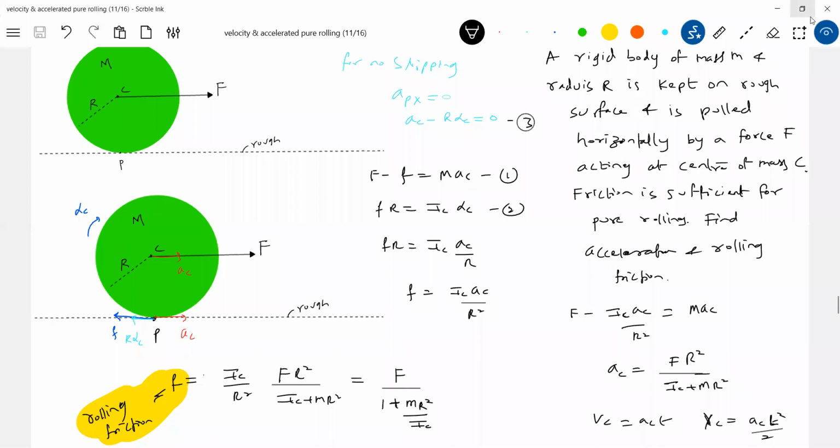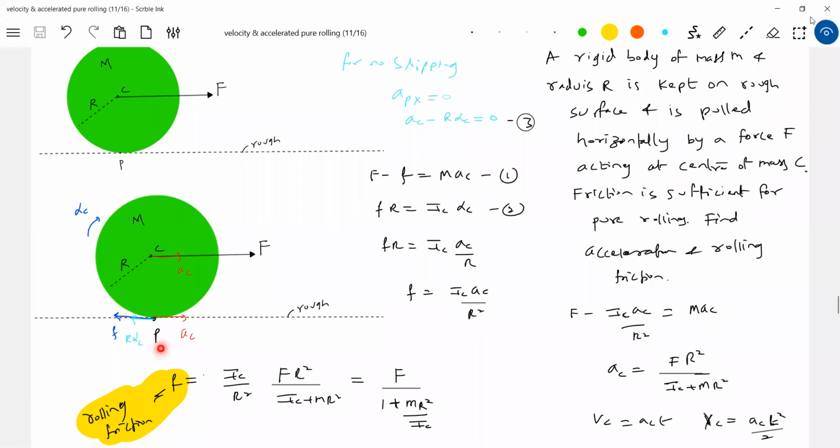So you are only pushing that one. What is this F? Push force, no? Or if you want, you can call it pull force. If you are saying push, you have to show it here, F. Then as you're pushing it, it should slide, no? But it starts rolling. Why did it roll? Because of the friction.